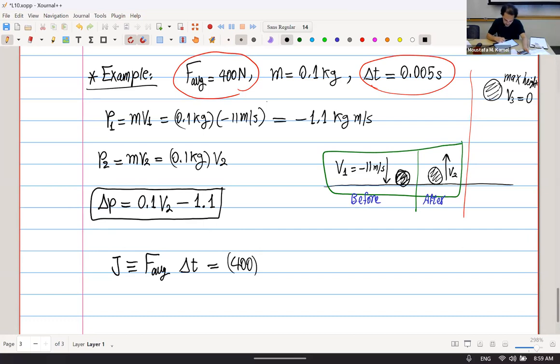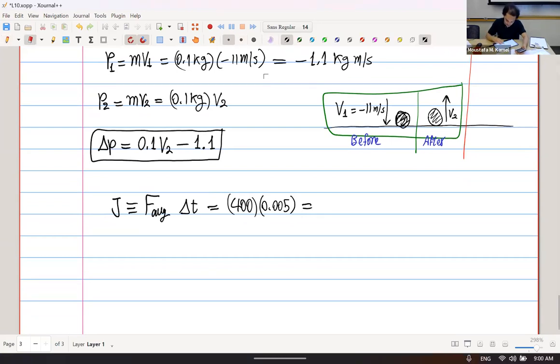I already converted everything to SI units, so I will write numbers. But before you do that, you must have your things in SI units. 400 times 0.05, this is just 2. Okay, this is 2. So I have J equals 2.